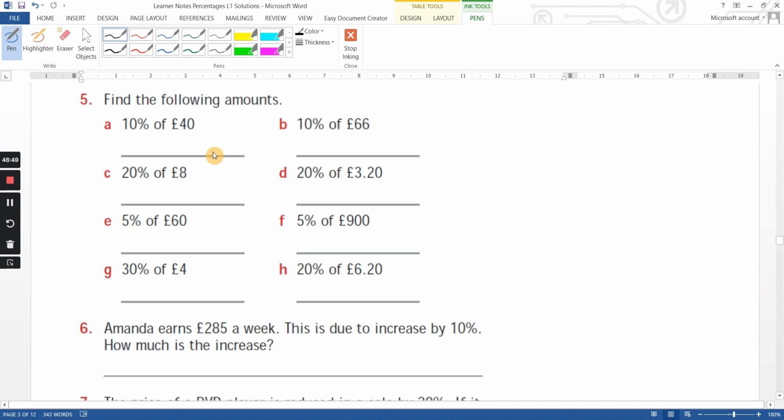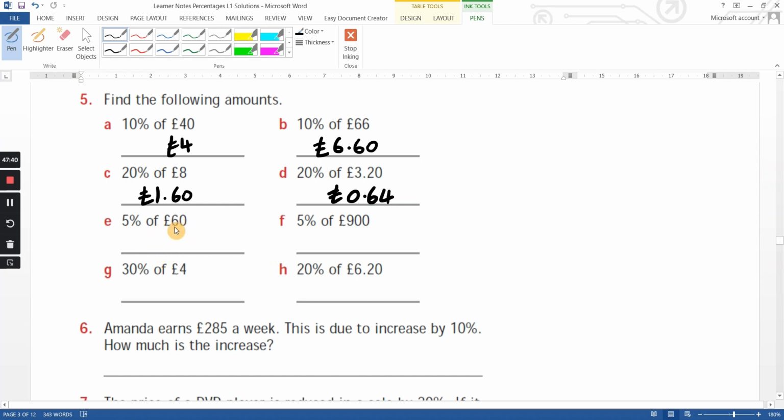Number 5, hopefully you did these without your calculator, so I'm going to do the same. £4 for that. £6.60, don't forget the 0 on the end. That's going to be 10% is going to be 80p, so 20% is going to be £1.60. Yep, hopefully you work that out. And again, 10% of that is going to be 32 pence. Double it, you should get 64 pence for that one.